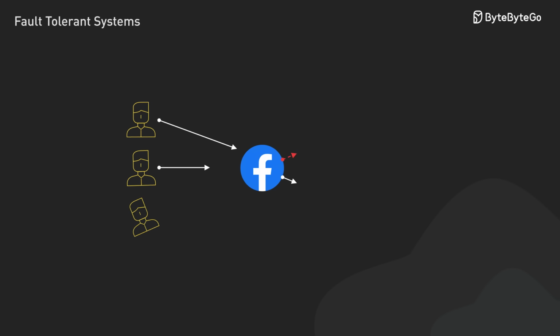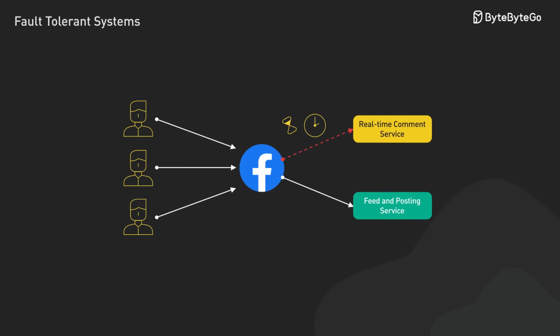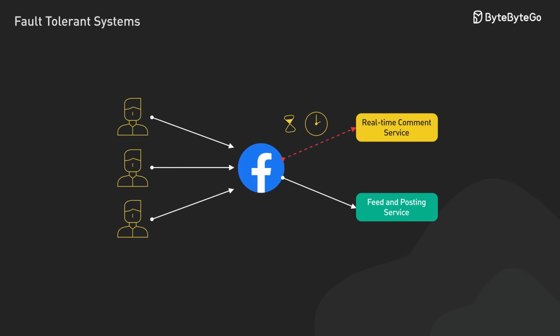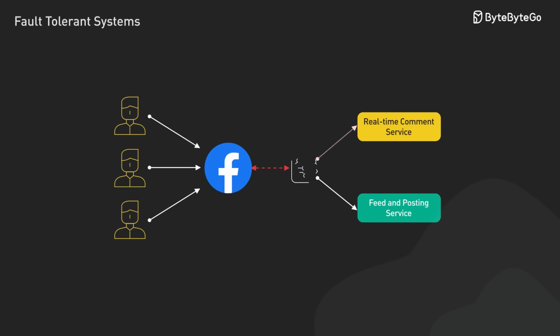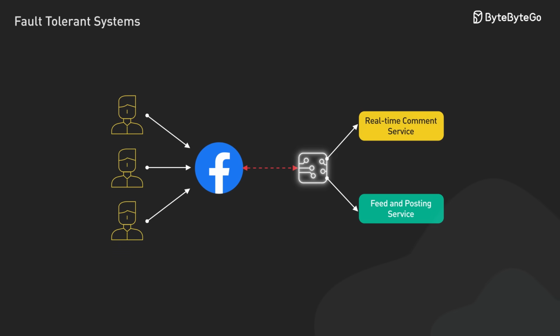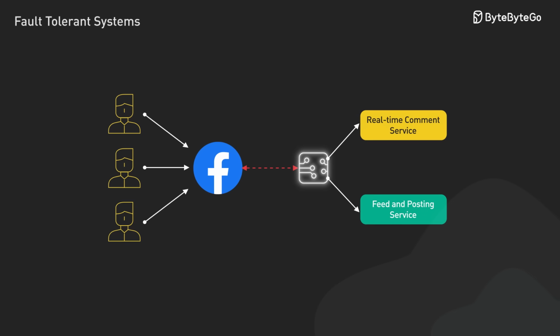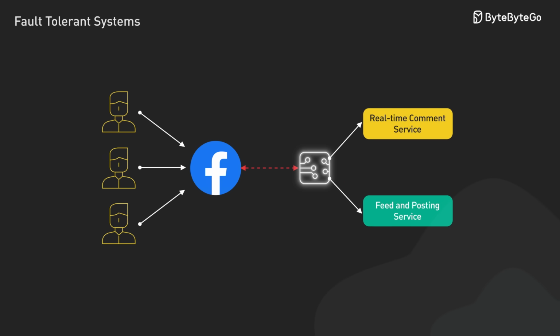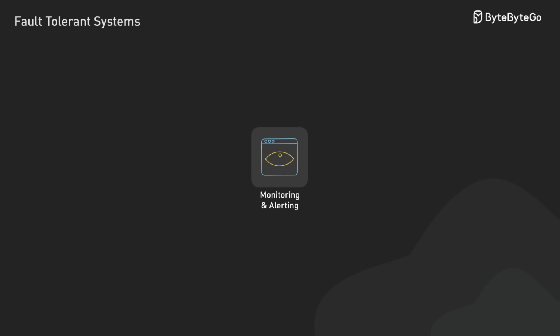During heavy load on a social media site, we might throttle real-time comment updates to preserve the core feed and posting functionality. Or we might implement circuit breakers that temporarily stop requests to failing services to prevent cascading failures across the system. Finally, monitoring and alerting are important.